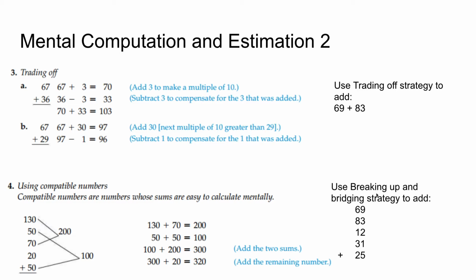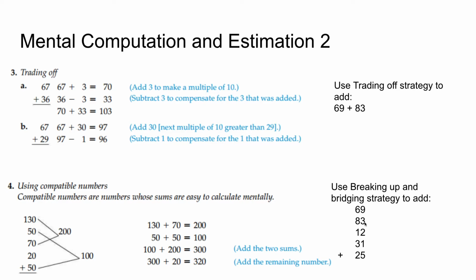I meant comparable numbers here, so please fix this. You're going to use comparable numbers. So what would you do? 69 and 31 makes 100 together. So I have 100, keep that in mind. And 3, 2, and 5 makes 10. So I'm going to combine all of these three numbers together.